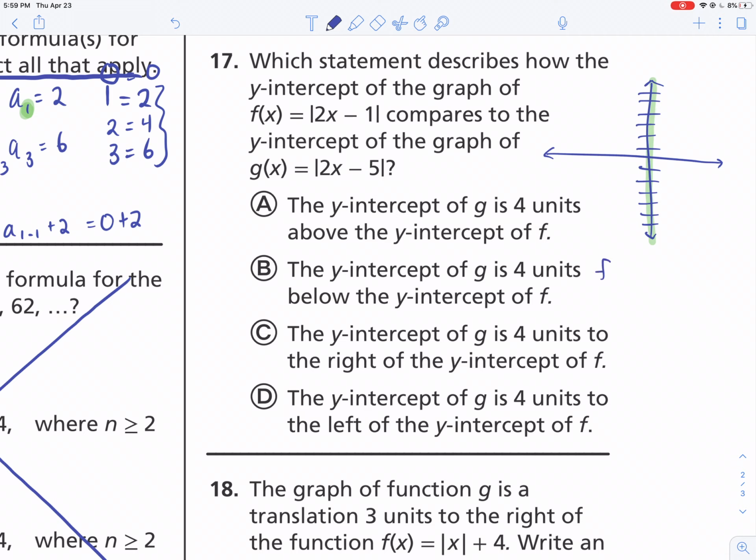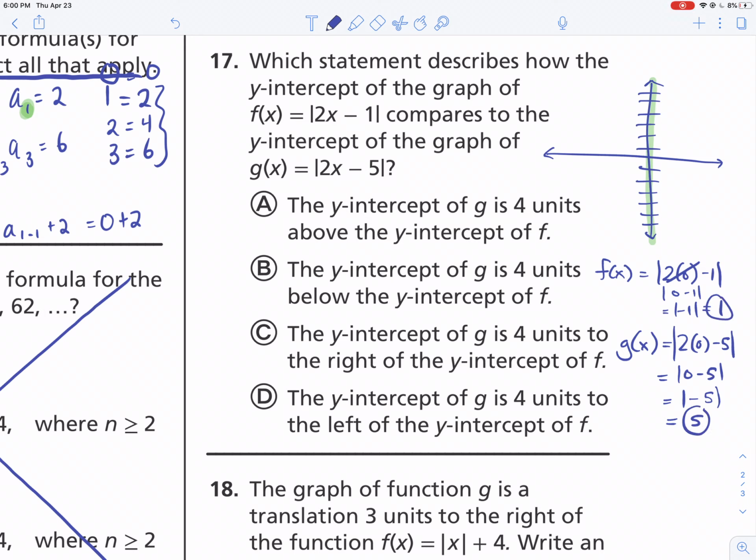So let's try these. If I did f of x equals the absolute value of 2 times 0 minus 1, what do I get? And then if I did g of x equals the absolute value of 2 times 0 minus 5. So 2 times 0 is going to give us 0. 0 minus 1 gives us negative 1. So the absolute value of negative 1 is 1. And then for g of x, 2 times 0 is 0, minus 5 gives me the absolute value of negative 5, which is going to be 5. So now we're going to go through and look. One of them, our g of x, is at 1, 2, 3, 4, 5. This is where it crosses. And then our f of x is going to be at 1.